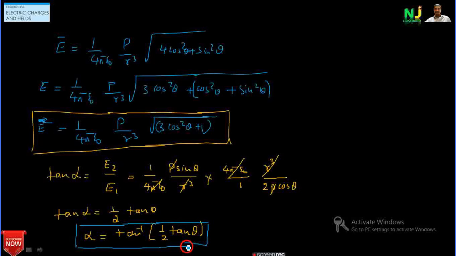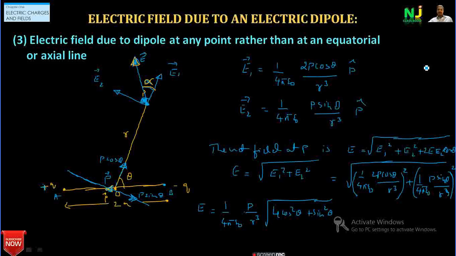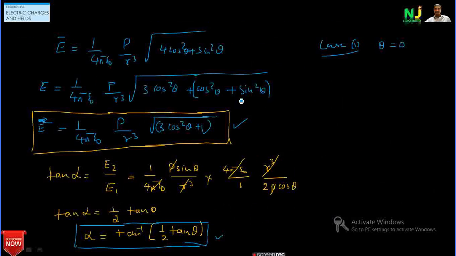Let us consider case 1. If theta is equal to 0, what happens? The point P is on the axis. Theta equal to 0 means the point P is on the axis, or 180 degrees, again the point P is on the axis only. Now cos of 0 is equal to 1. So the electric field E is equal to 1 by 4 pi epsilon naught, p by r cube times the square root term.